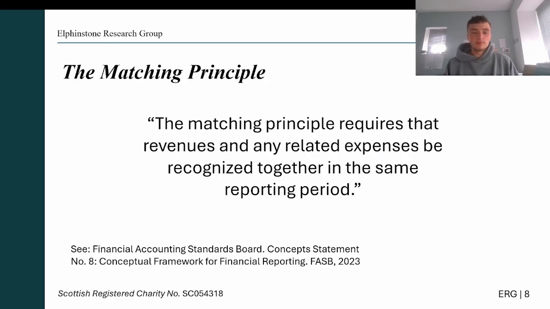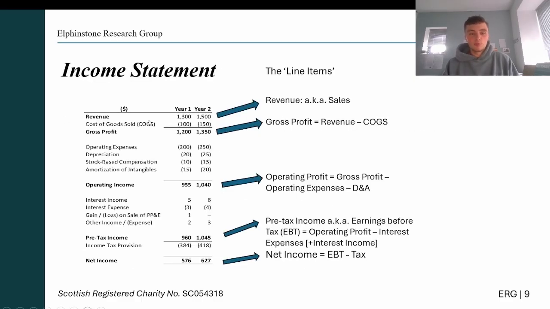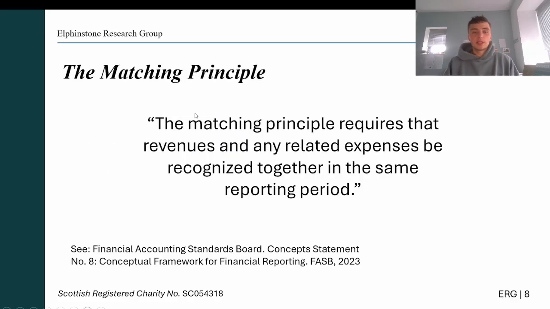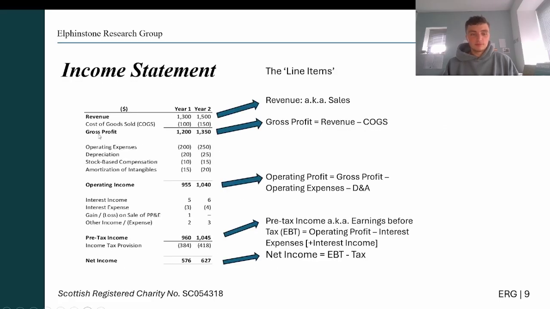So to start with the income statement, firstly, we have to understand where the top line comes from. What is revenue? The matching principle requires that revenues and any related expenses be recognised together in the same reporting period. So cost of goods sold is the cost incurred in order to make that revenue. If I sold a shoe, that shoe costs money to make, or if I'm a retailer, it costs money to buy, and then I sold that shoe. That cost is only incurred once I sell that shoe, and that gives me the gross profit when I take off the cost of goods sold.